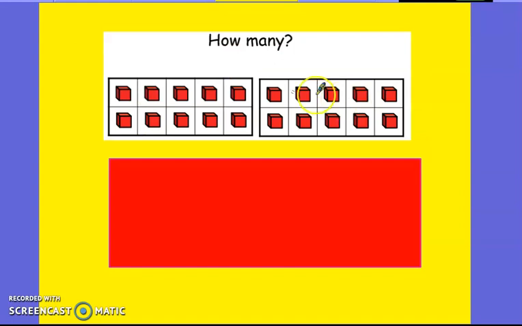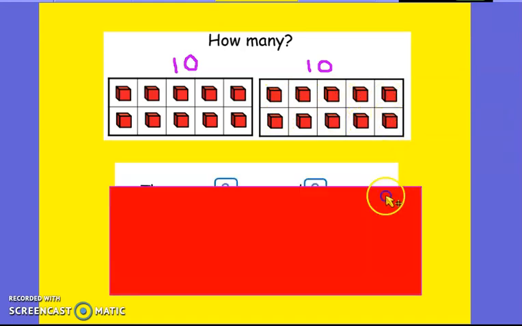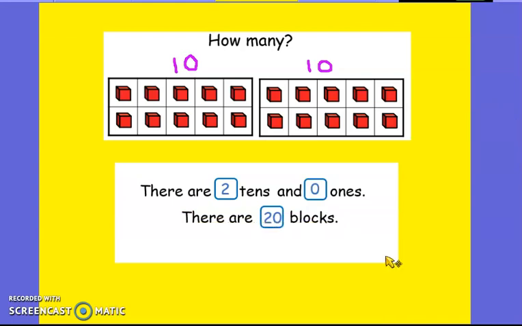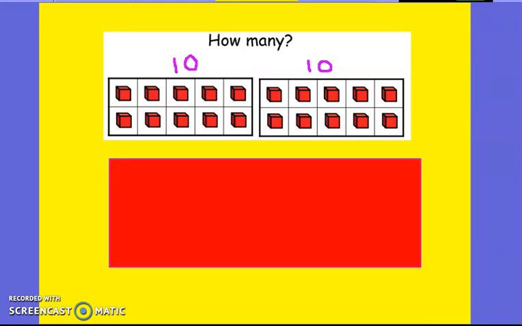Oh, how many? I've got 1 10 and another 10. So I've got 10 there and 10 there. 10 and 10 is 20. And if I'm not sure, I can count again. So 1 10 frame and 1 10 frame. 10, 11, 12, 13, 14, 15, 16, 17, 18, 19, 20. So there are 2 10s and 0 1s. So there are 20 blocks. Okay, 20 blocks altogether.